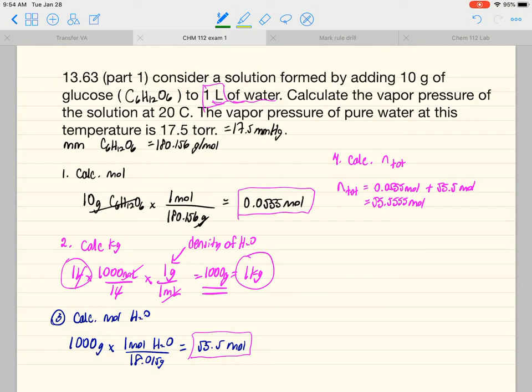Next, what I want to do is calculate the mole fraction of water. That's going to be equal to the moles of water divided by the total moles. So the moles of water we said was, down here, 55.5. And total is 55.4 of those moles. Okay? And so I get a value of 0.9990.